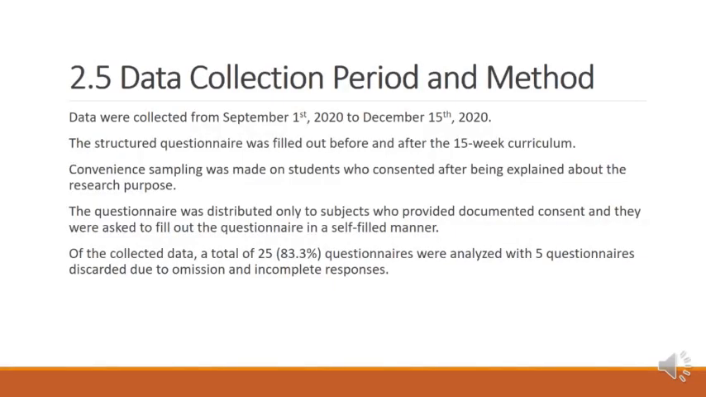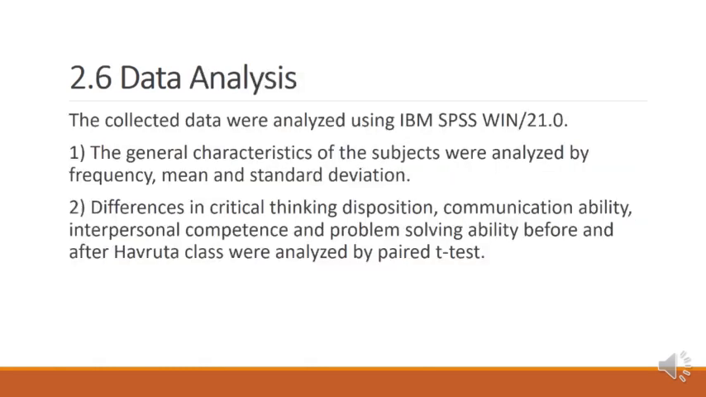Of the collected data, a total of 25 questionnaires were analyzed, with 5 questionnaires discarded due to omissions and incomplete responses. The collected data were analyzed using IBM SPSS Win 21. The general characteristics of the subjects were analyzed by frequency, mean, and standard deviation. Differences in critical thinking, communication ability, interpersonal competence, and problem-solving ability before and after Havruta classes were analyzed by paired t-tests.